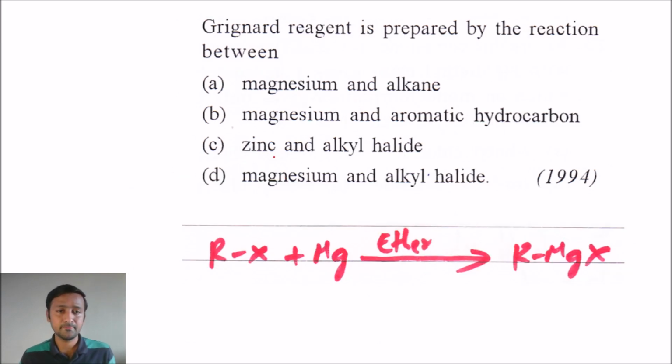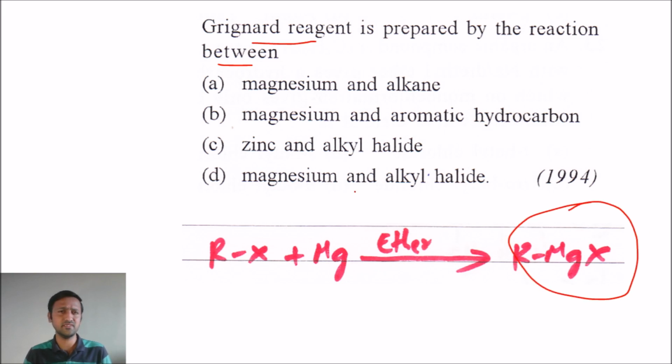Okay, today's last question. Grignard reagent is prepared by the reaction between, okay, Grignard reagent we already know, having general formula RMgX. They are nothing but alkyl magnesium halides, and they are prepared by taking alkyl halide and magnesium in the presence of dry ether. We get formation of alkyl magnesium halides, also called Grignard reagent.